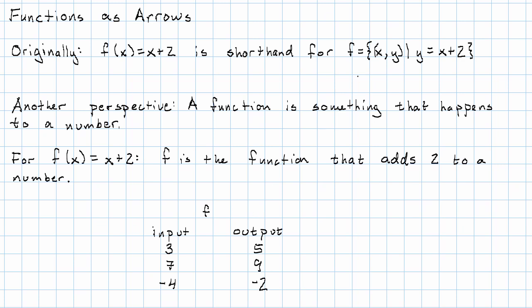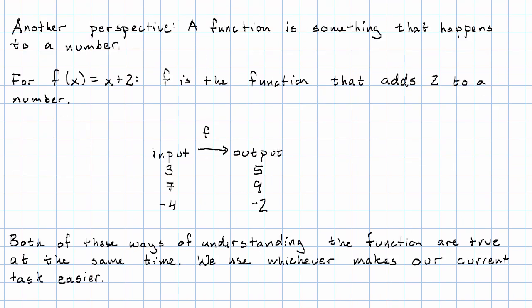Rather than thinking of the function as the set of pairs, which it is, sometimes we think of the function as the rule that takes us from the input to the output, which it also is. Both of these ways of understanding the function are true at the same time. It's both the ordered pairs and the rule that takes the input and gives the output. We use whichever understanding makes our current task easiest.